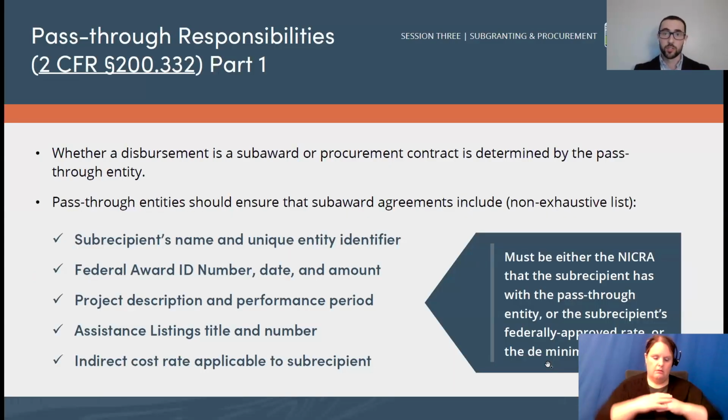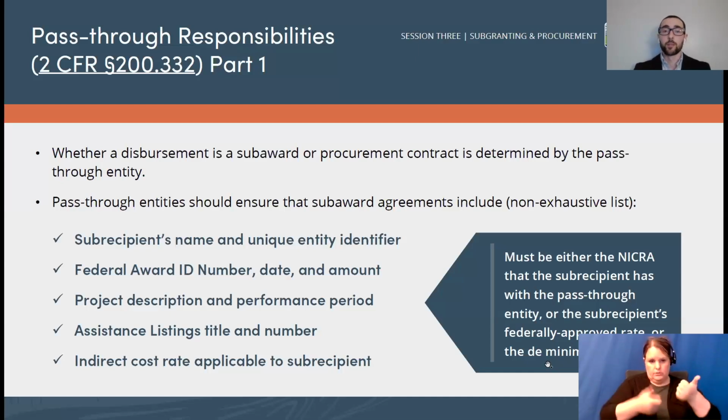So let's go through some of the pass-through responsibilities under a federal award. First and foremost, whether a disbursement is a subaward or a procurement contract is going to be determined by the pass-through entity. We're going to go through some of the differences between subawards and contracts in a minute, but it's important to note that the pass-through entity is the one determining whether this disbursement qualifies as a subaward or a procurement contract.